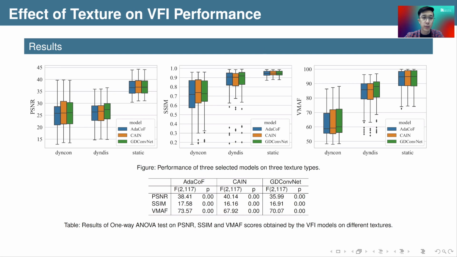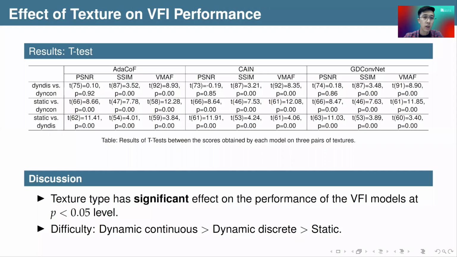To further distinguish between each 2 pair of textures, we also carried out t-tests between the performance of the models on each 2 pairs of textures. The results of the t-test is shown in this table here. Each entry in the table represents the results of a t-test, where each row compares 2 different textures. The last 2 rows of the table show that, in terms of all metrics, the average performance of the models on static textures is significantly superior than the performance on dynamic textures.